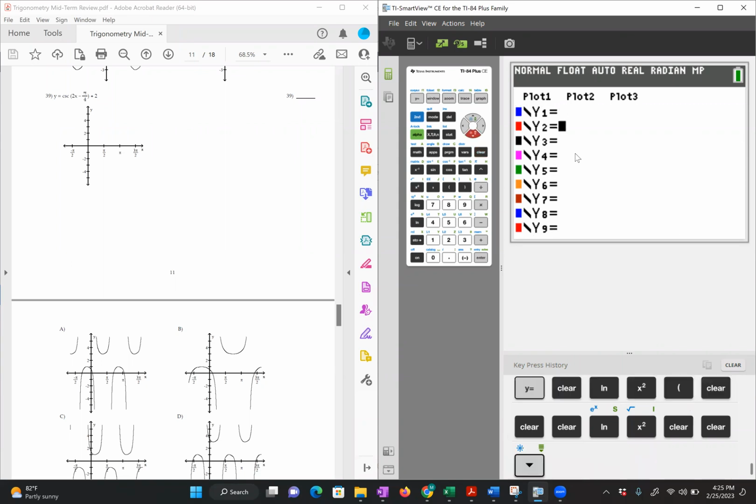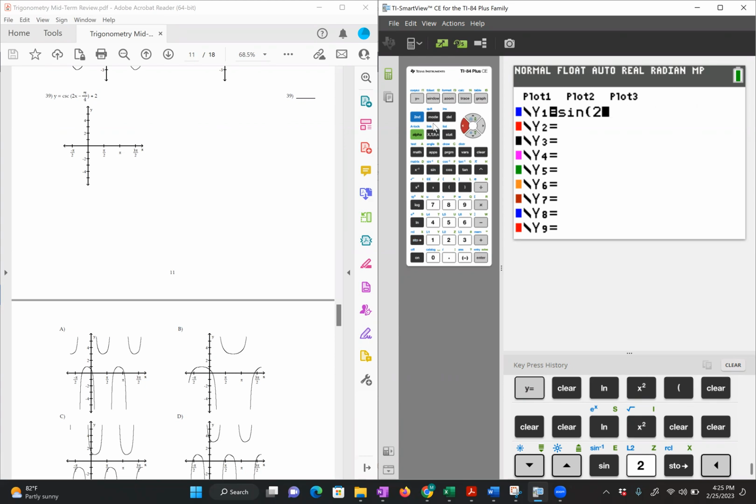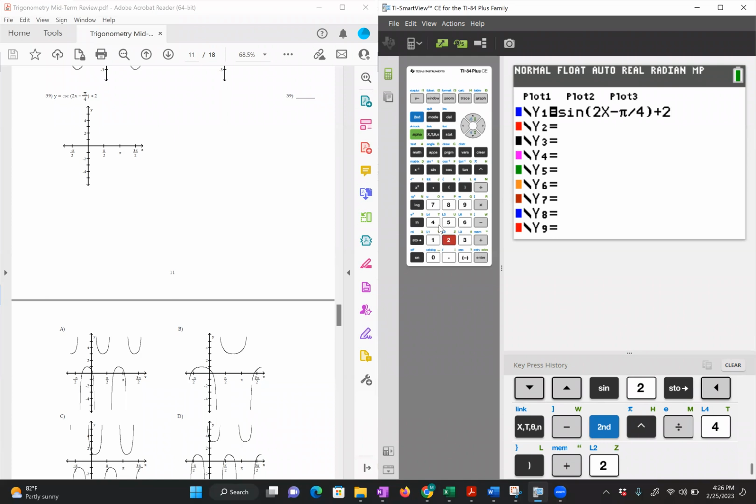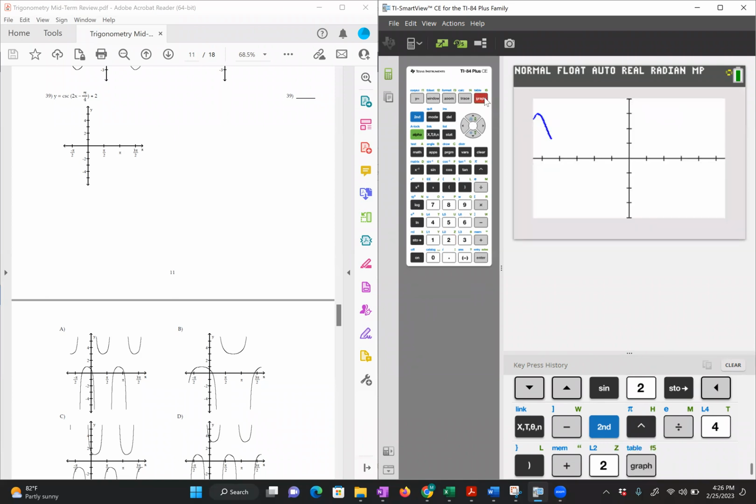Hang on a second. So let me just do this. Okay, so sine, parentheses 2x minus, I'm going to go with second pi divided by 4. And we're going to close out the parentheses. We're going to go plus 2. And let's go ahead and graph it. That's what that looks like. If you notice, it's just slightly up.